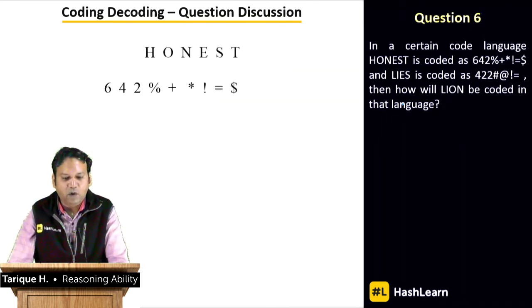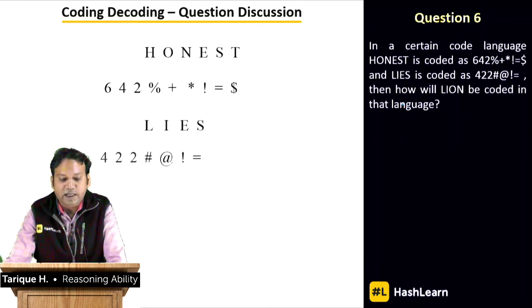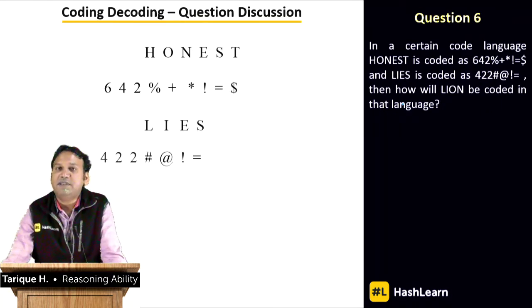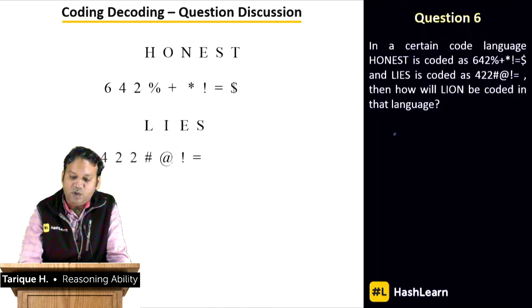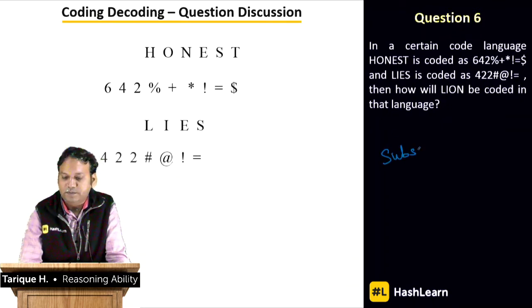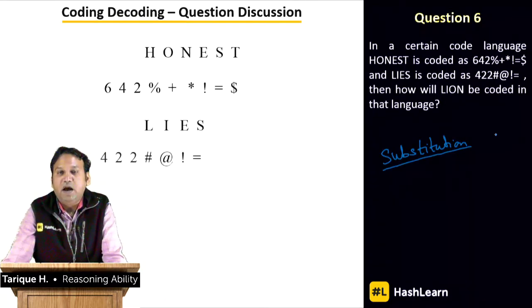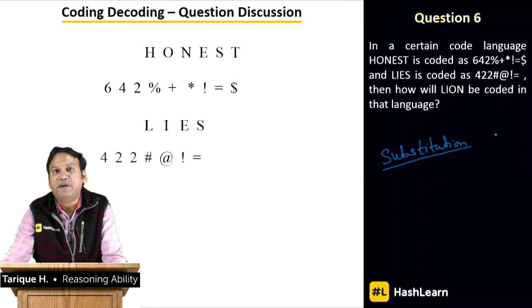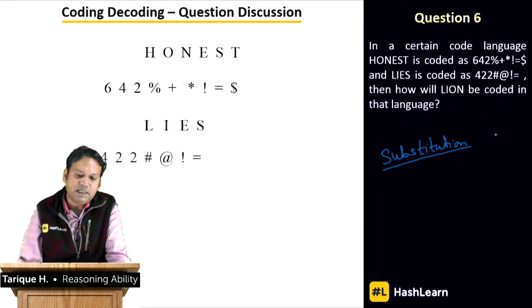So let's see here, the word honest is coded as 642% plus star exclamation mark equal to and dollar, and the word lies is coded as 422 hash at question mark and equal to. So the moment we have symbols in the code, then it could be a case of substitution. So this is what we call substitution coding. This is a substitution technique where we use the substitution coding method to solve the question. Alright, how to identify that something is a substitution coding?